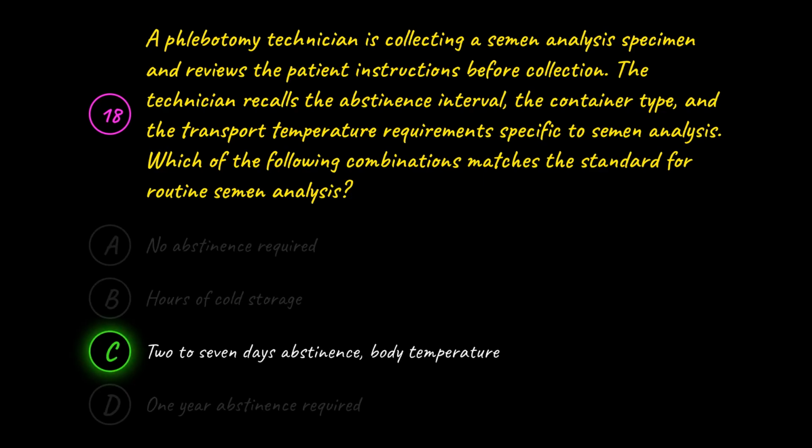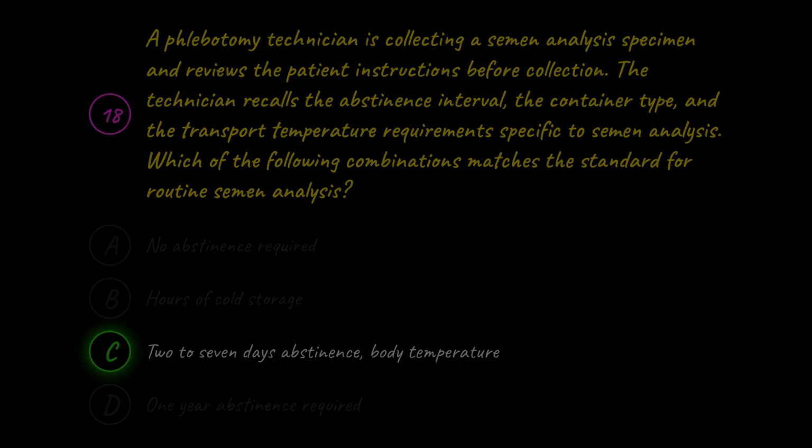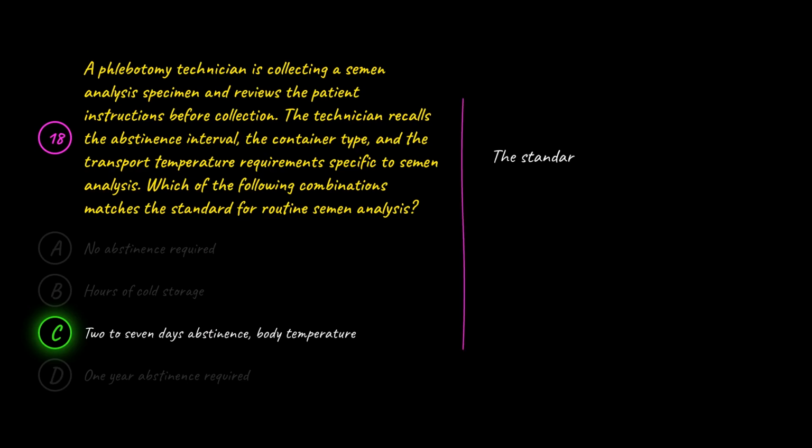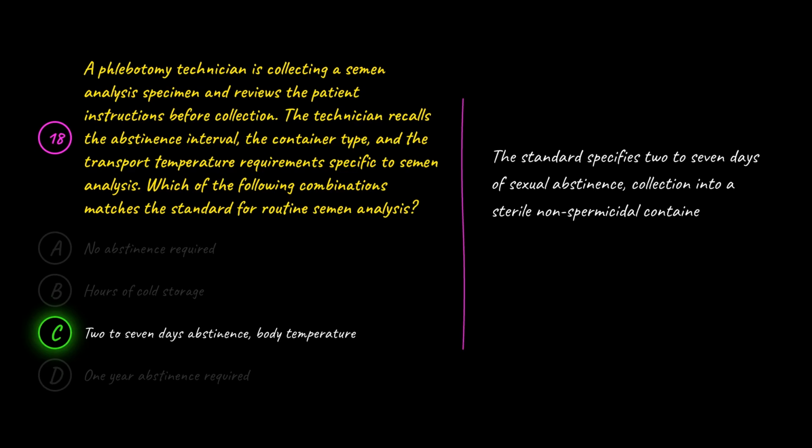The correct answer is C. 2 to 7 days abstinence, body temperature. C is correct because the standard specifies 2 to 7 days of sexual abstinence, collection into a sterile non-spermicidal container, and body temperature transport to the lab within an hour. The abstinence and temperature both preserve sperm viability.